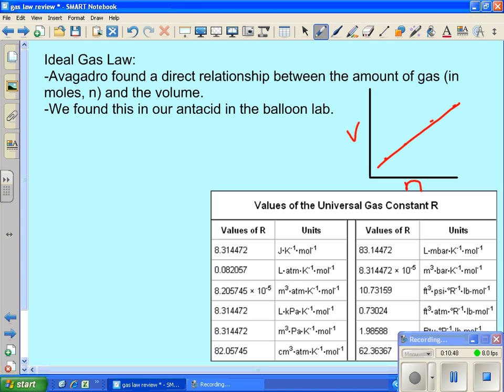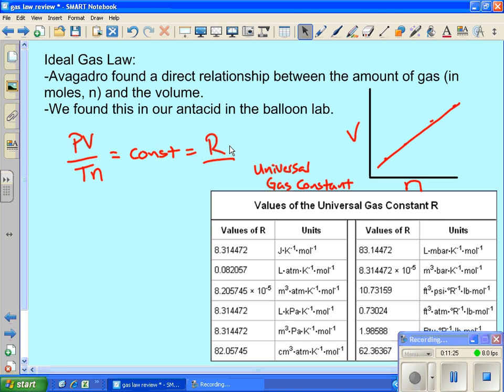We used 3 antacid tablets. It made the balloon 3 times larger than just with 1 antacid tablet. So the relationship is a direct relationship between volume and n. We put that in with what we already know then. We know PV over T is the combined gas law. That needs to be constant. And V is directly related to n, so I can put n there. And that equals a constant. Here's the thing. It's not just going to be any old constant now that we've included n. It's going to always be one constant, R.